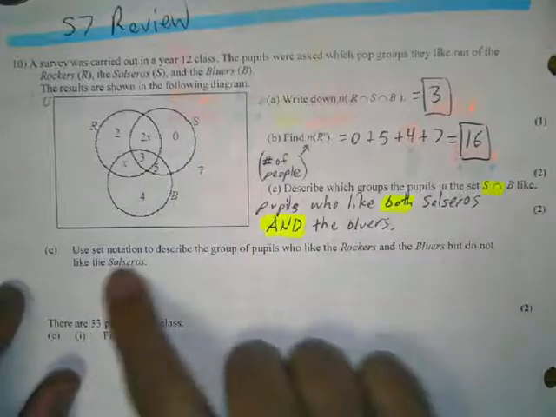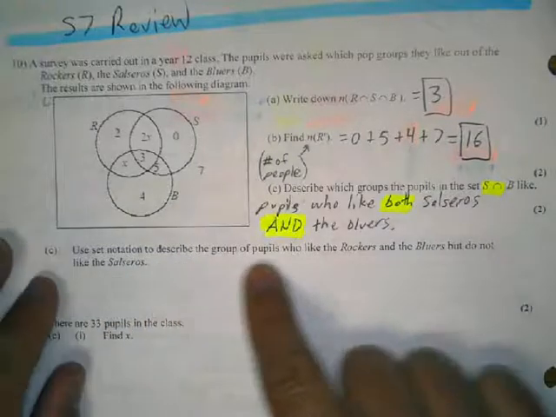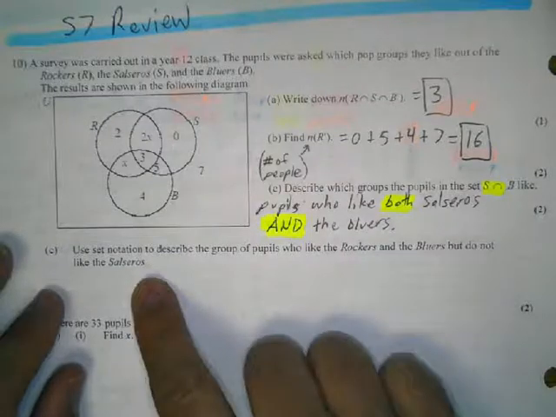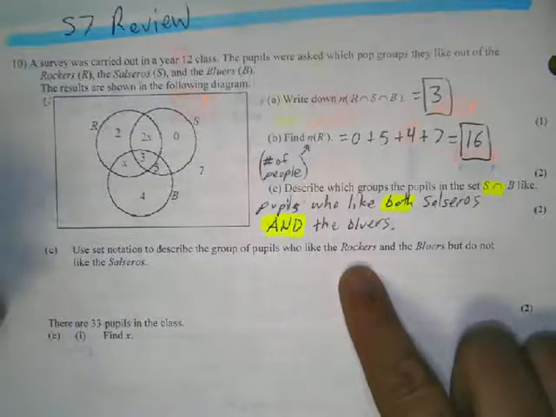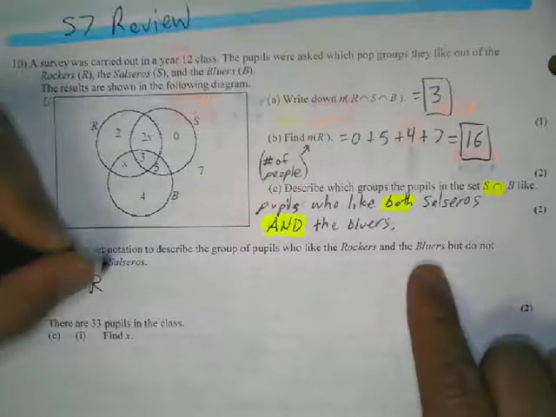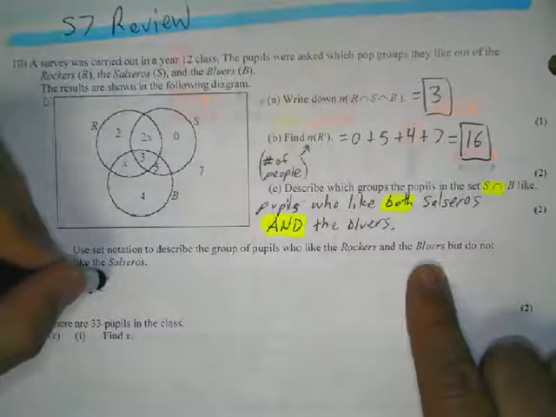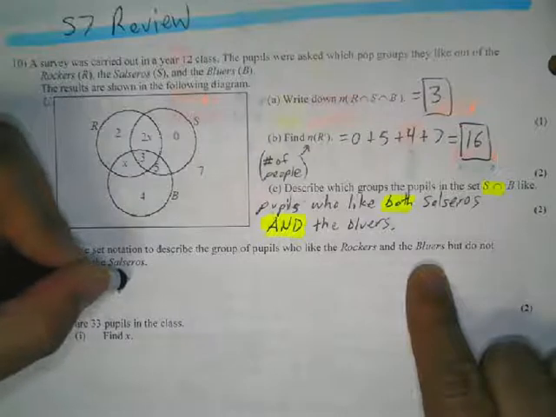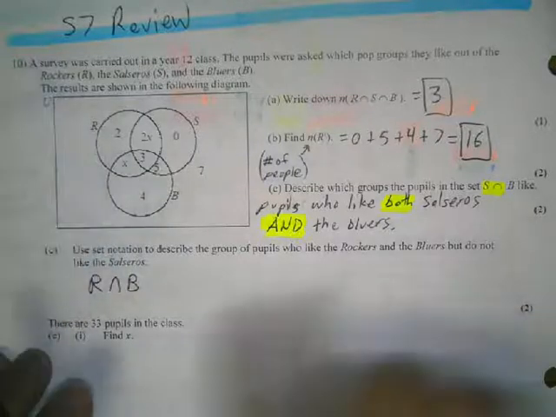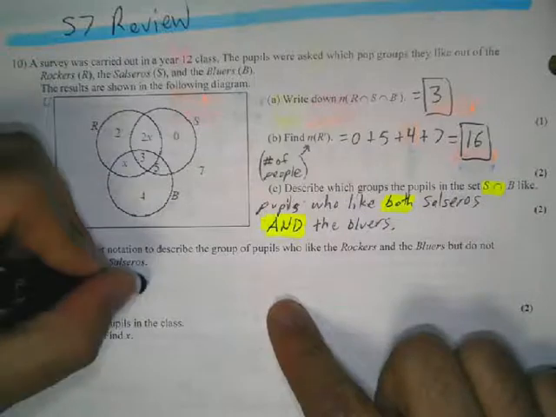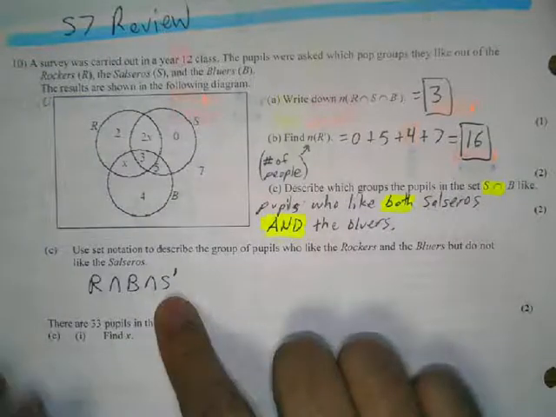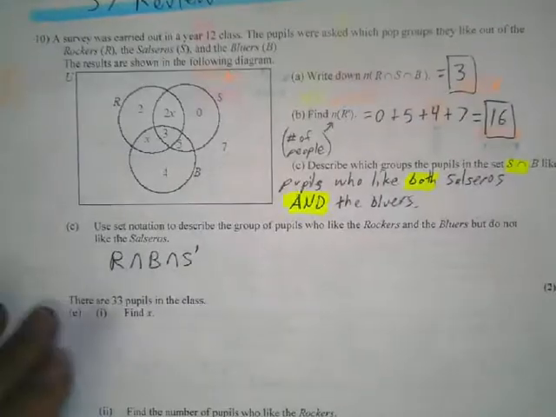Okay, use your set notation to describe the group of people who like the rockers and the bluers but does not like the salseros. So liking the rockers and the bluers is going to give me the intersection of the rockers and the bluers, but does not like the salseros, so that's the intersection of S prime. Okay, let's do the next one.